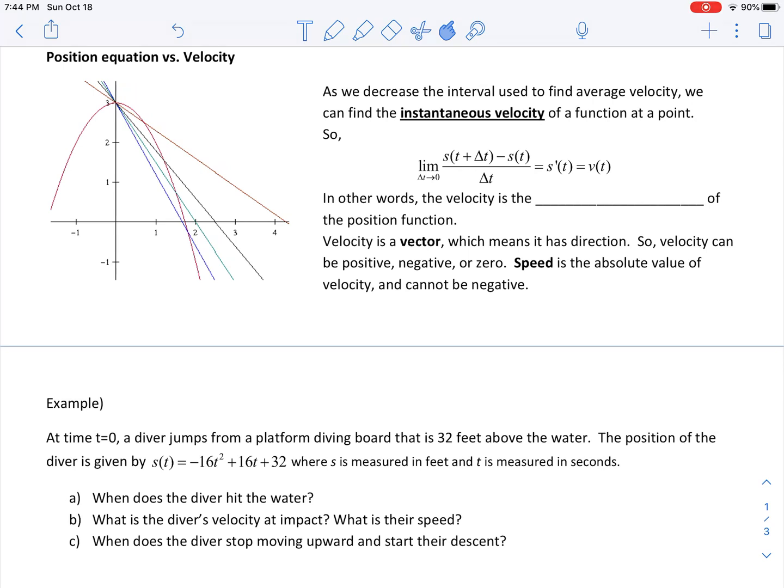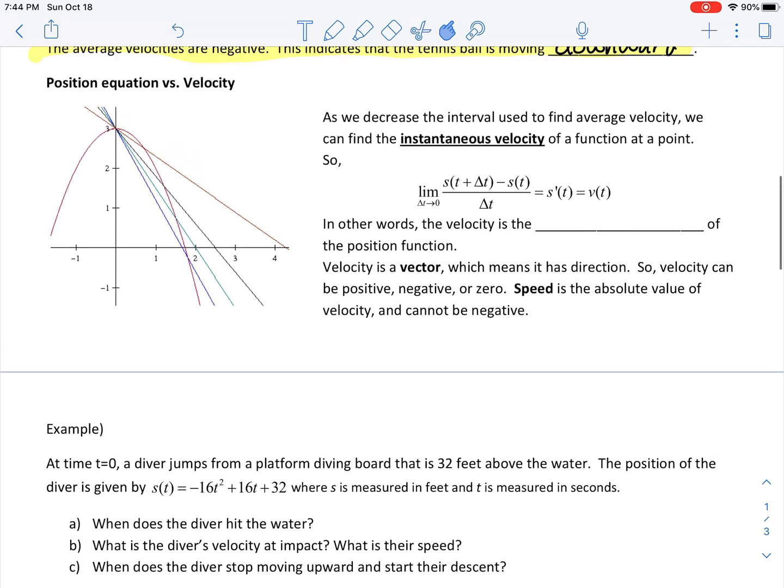Let's talk about position equation versus velocity. So again, getting into position and velocity. That S equation, S of t, is position. Velocity is going to be V of t. We can be less clever about velocity. Or less creative, I suppose. All right, as we decrease the interval to find the average velocity, we can find the instantaneous velocity of a function at a point.